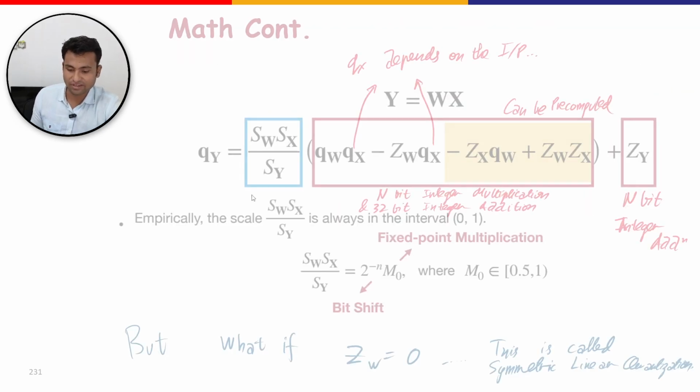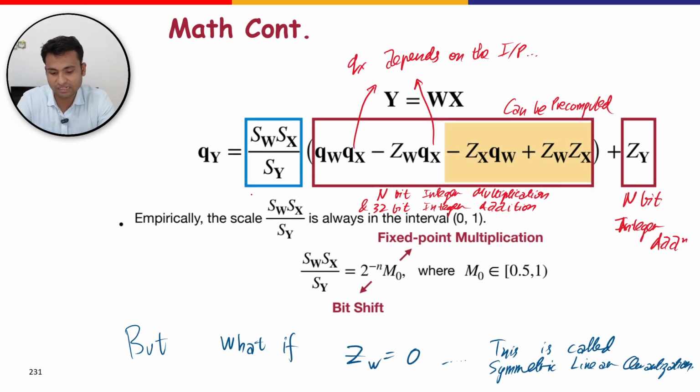What about the scaling factor? Empirically, if you notice, this S_W times S_X divided by S_Y is always in the interval between 0 and 1. This is the scaling factor we have, not in terms of the individual scaling factors, but as a combined thing. So S_Y is always going to be greater than S_W and S_X multiplied.